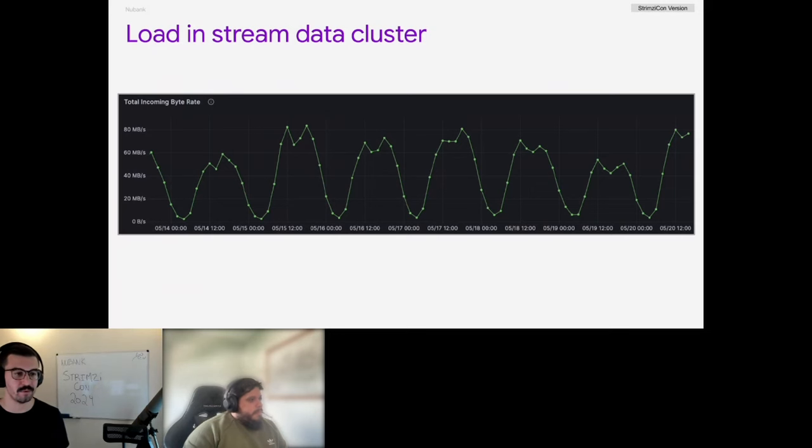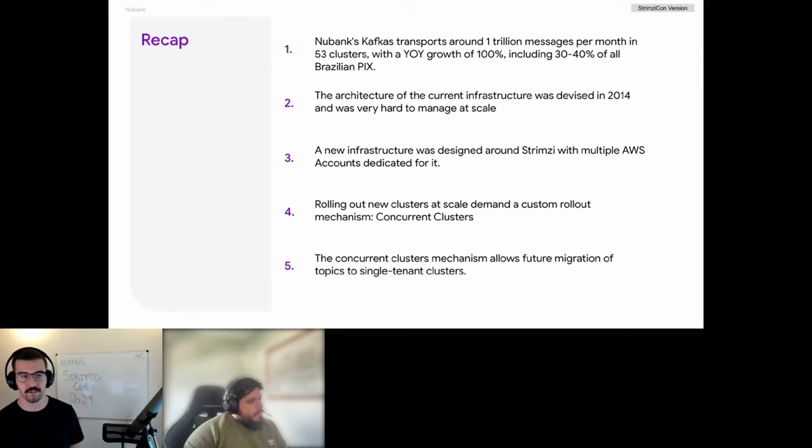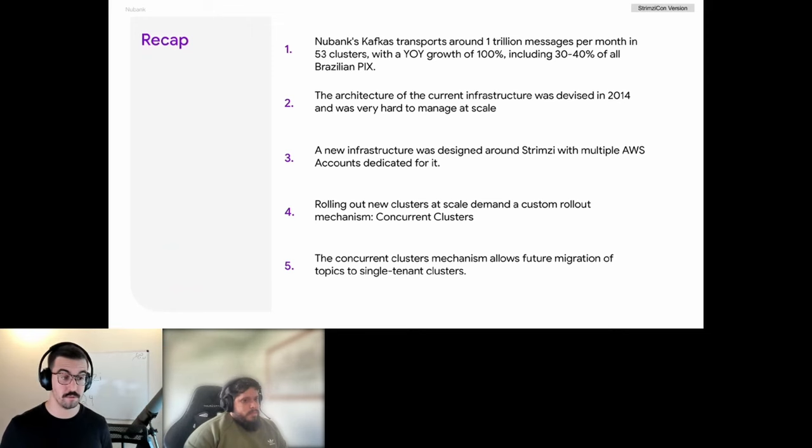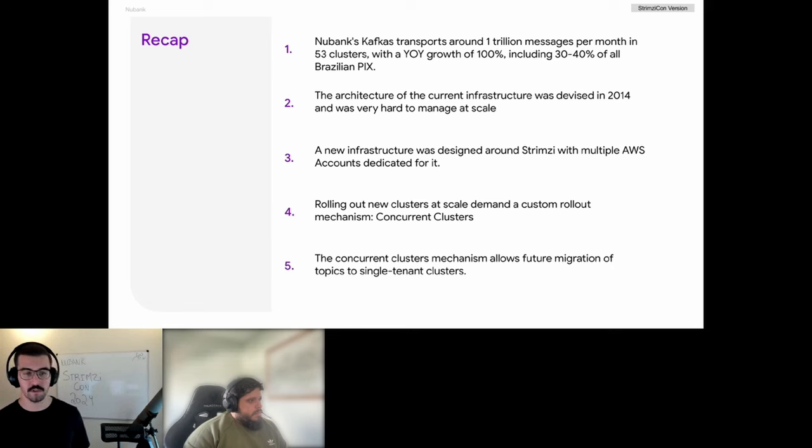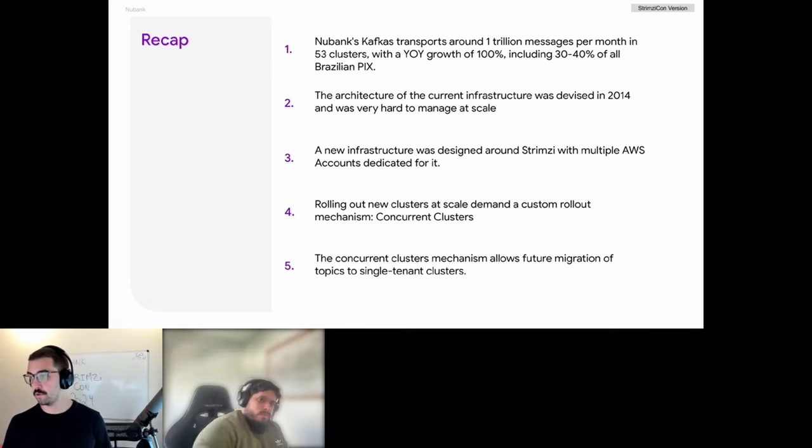Okay, so quick recap. Nubank Kafka transports around 1 trillion messages per month, and a high percentage of the Brazilian financial system goes through them. The architecture of the current infrastructure was devised in 2014 and was very hard to manage at scale. We designed a new infrastructure around Strimzi using multiple AWS accounts and connectivity between these accounts; the details you can ask in the chat. And we are rolling out those clusters using a custom approach that we developed using our topic management system, which manages the concurrent clusters.